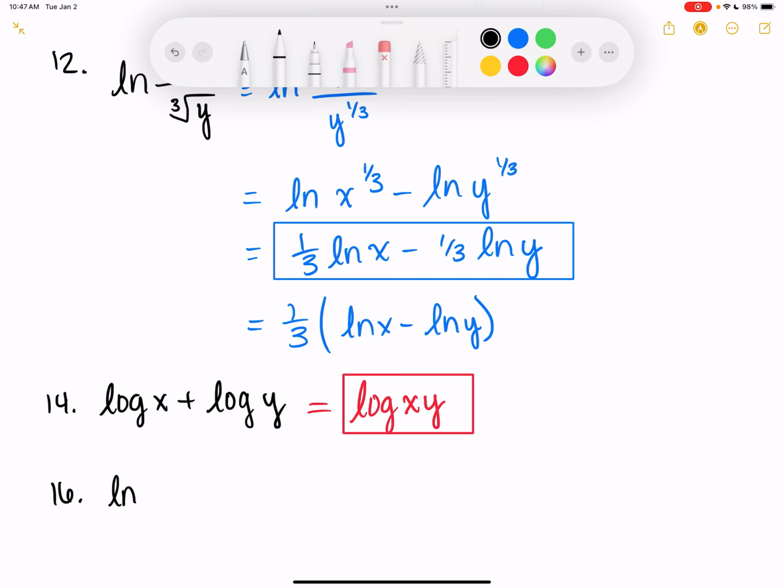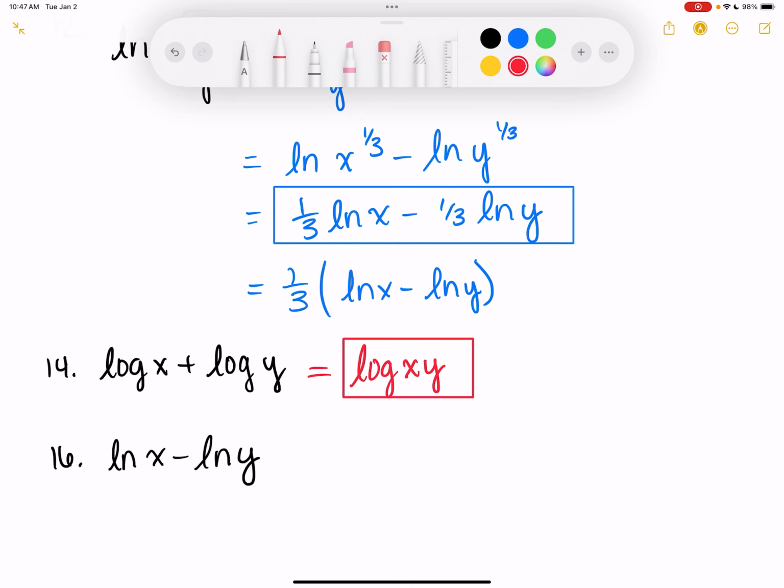16, ln of x minus the ln of y. So this one is the difference, which means we need to do what? Which one's going to go on top and which one's going to go on bottom? Yep, so it's always top minus bottom. That's why I emphasize it on those couple problems at the top, so that you would know by the time we get down here which way it works. So this is ln of x over y.